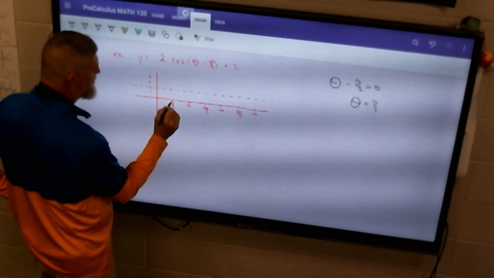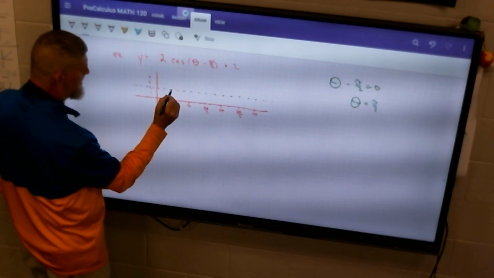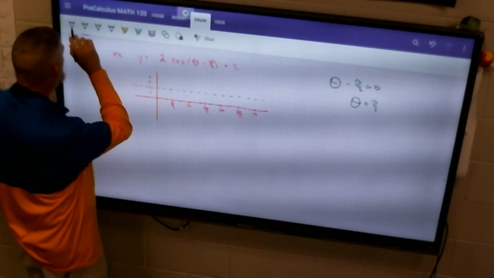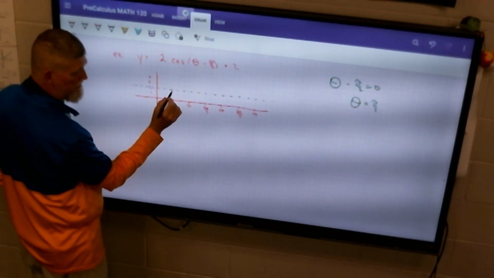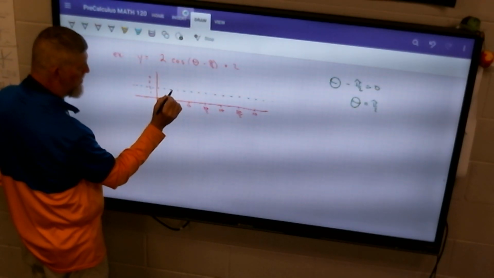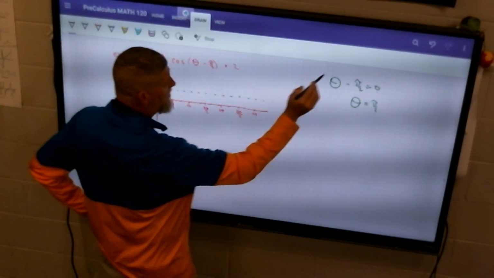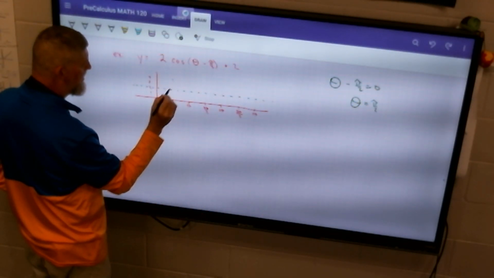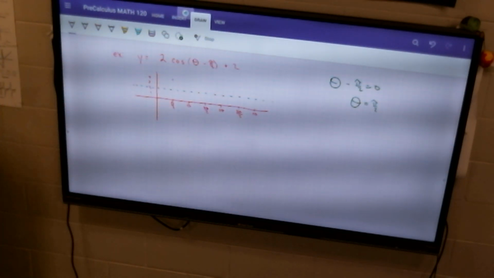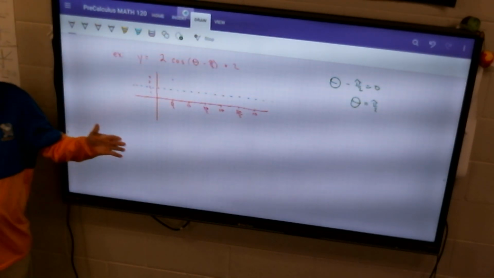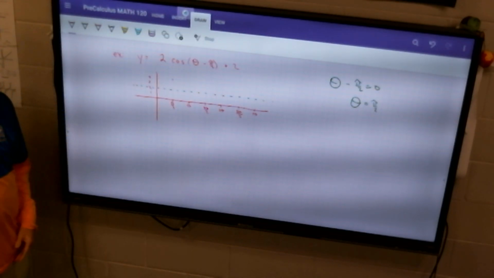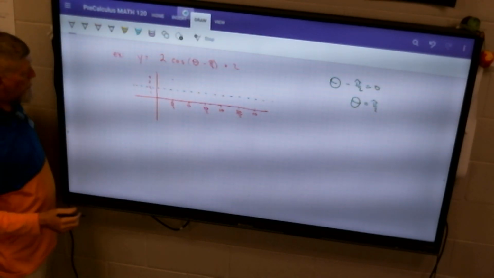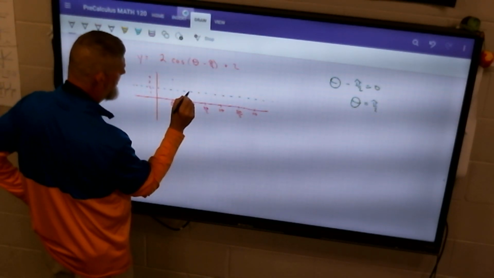So at pi over 2, where do I start? I don't start at the midline. I start at the maximum, which happens to be 4, because of the amplitude. And because we didn't compress or stretch it, I know it's going to be every pi over 2. So at pi, I'm going to be at the midline.